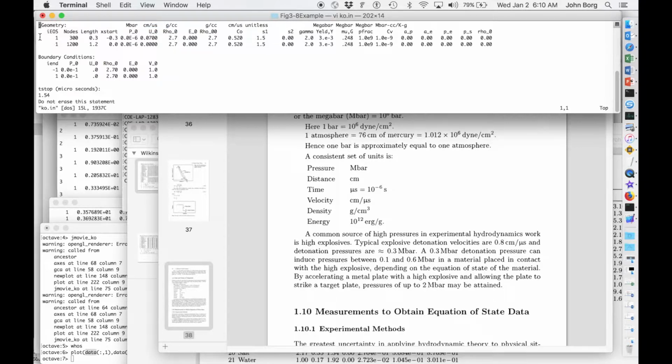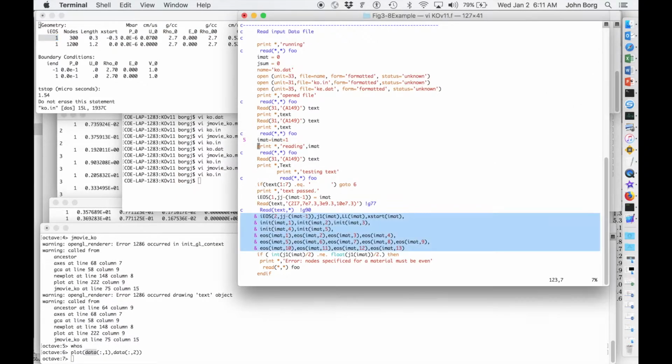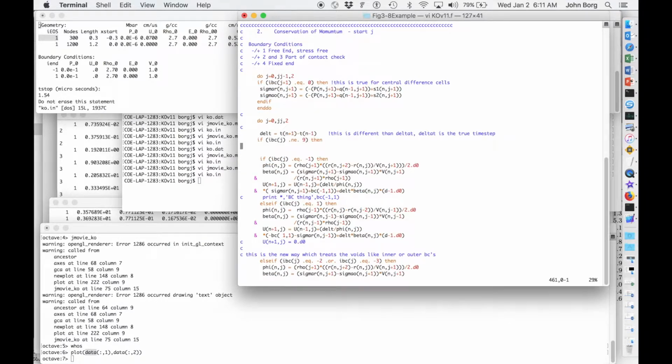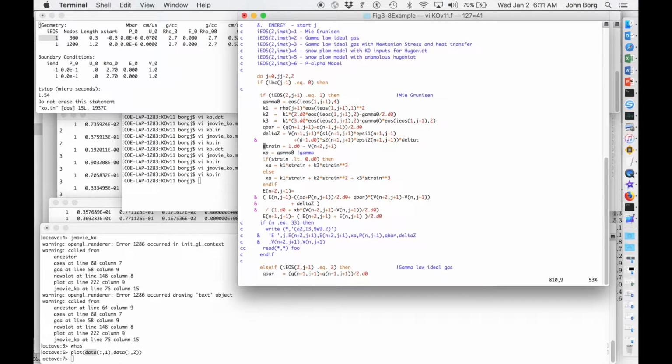All right, so the first flag that is red here is this IEOS. And what that is, is the equation of state for this material. So you can have more than one equation of state. And if you go look in the code around line 146, that's boundary conditions. Let's go to 810. Here's the equations of state here.